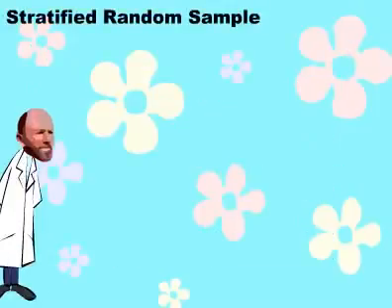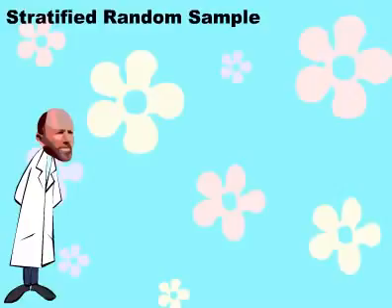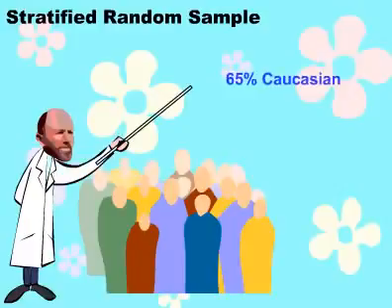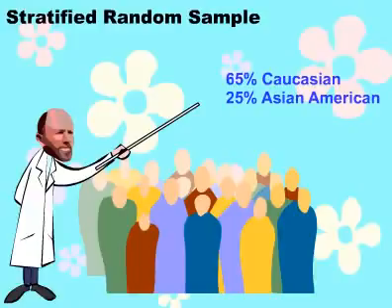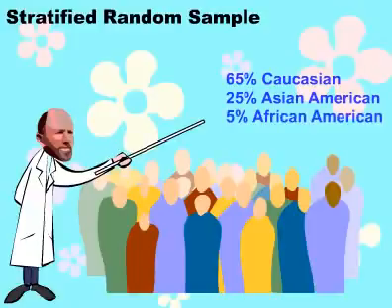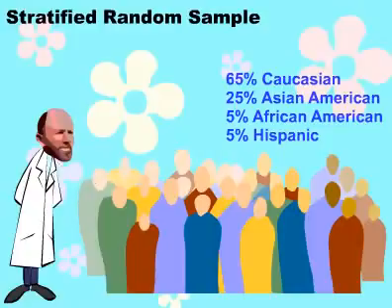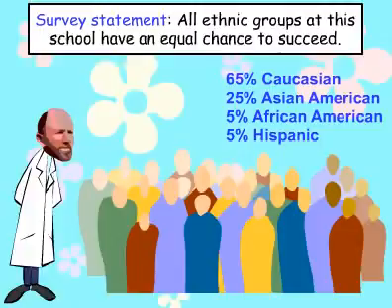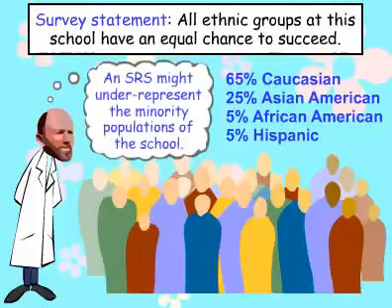As an example, let's look at a California high school that I happen to teach at. This school is approximately 65% Caucasian, 25% Asian American, 5% African American, and 5% Hispanic. Suppose we're interested in how each of these groups will react to the survey statement, "All ethnic groups at this school have an equal chance to succeed." Relying on a simple random sample of the entire school might, by chance, underrepresent the minority populations of the school.